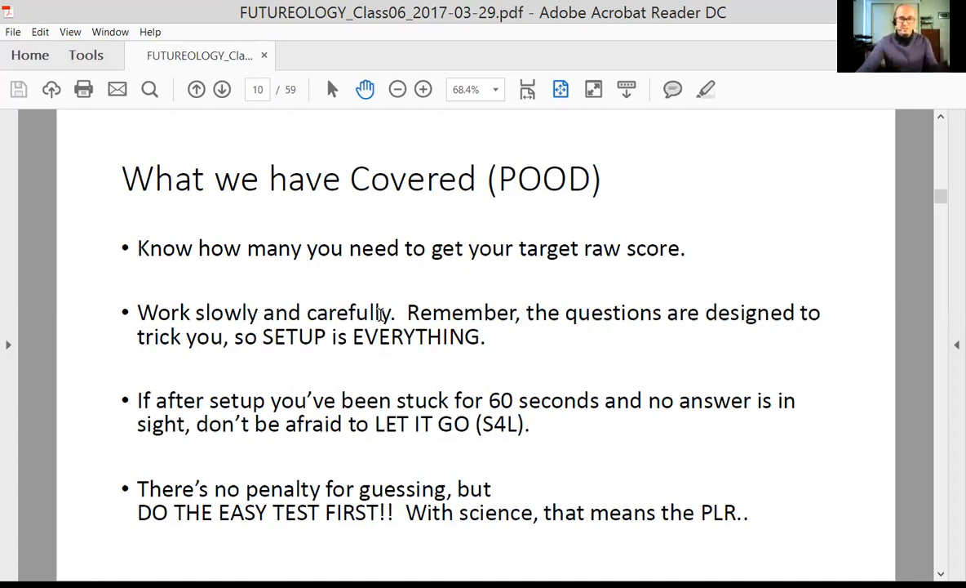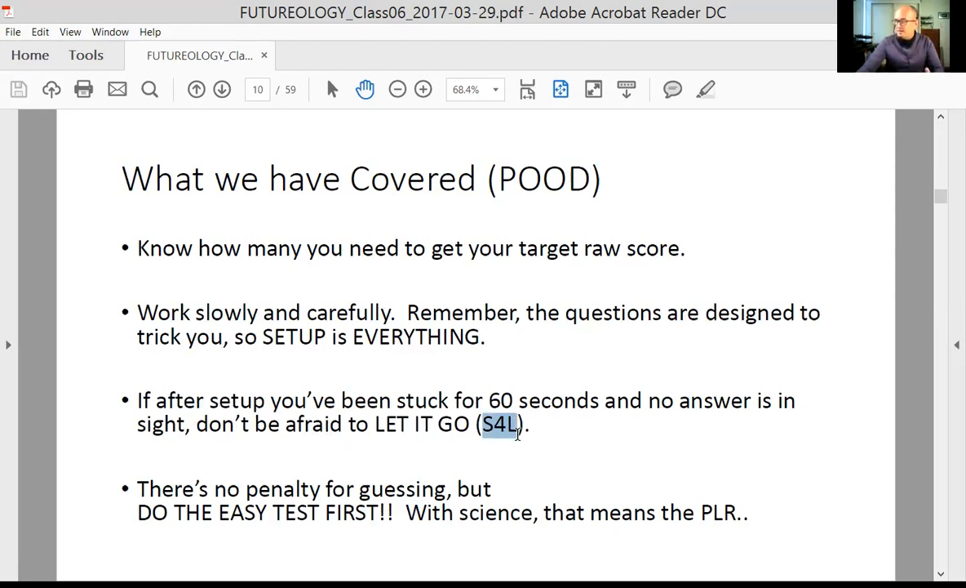And that's industry standard. Any person who does test prep is going to say slow down, score more. That's just what you have to do. That ties into your personal order of difficulty, and it ties into POE. So I'm going to reiterate. If after setup you've been stuck for 60 seconds and there's no answer in sight, don't be afraid to let it go. The acronym that I like to say is S for L, and we're going to talk about that again as well.